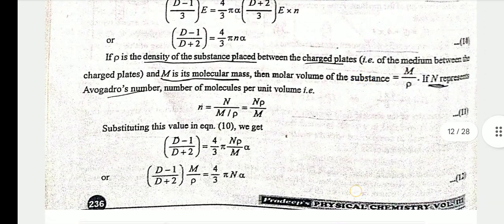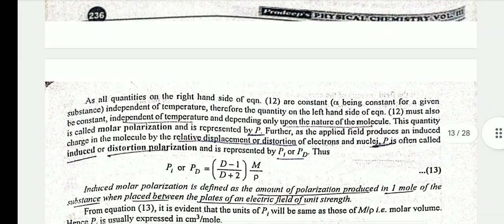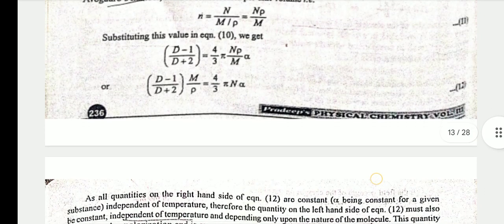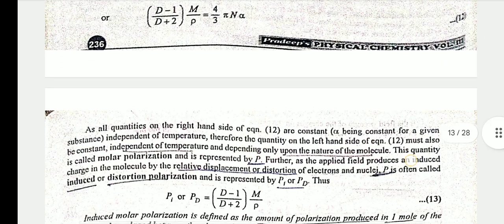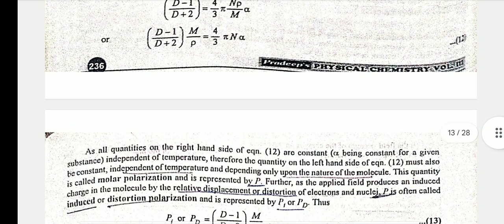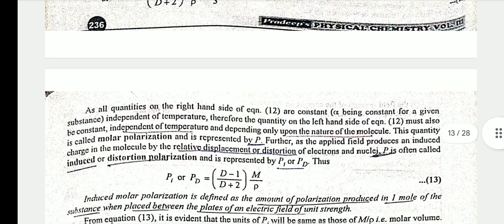As you can see, all quantities on the right hand side of equation 12 are constant, alpha being constant for a given substance independent of temperature. Therefore the quantity on the left hand side of equation 12 must also be constant, independent of temperature and depending only upon the nature of the molecule. This quantity is called molar polarization and is represented by P. Further, as the applied field produces an induced charge in the molecule by relative displacement or distortion of electrons and nuclei, P is often called induced or distortion polarization and is represented by P1 or PD.